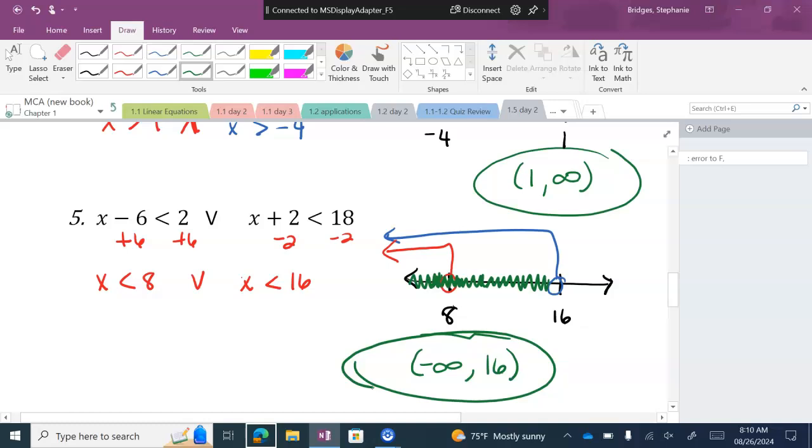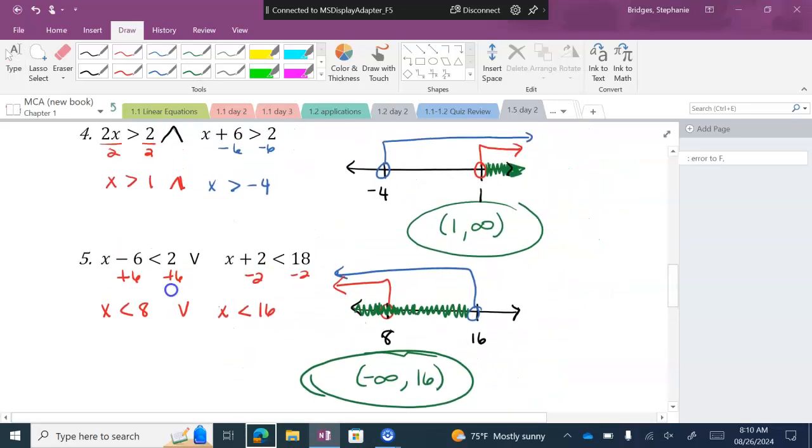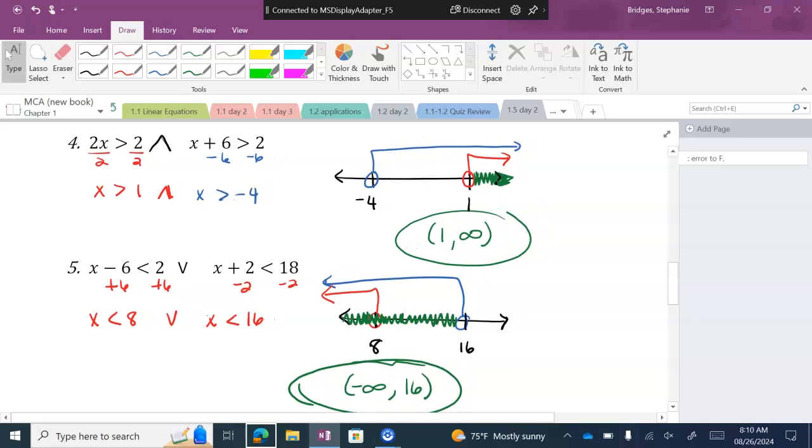So, or, if you look back, looks a little different than and in some of these special cases. In both of these questions, the arrows were going in the same direction, but where we shaded was different based off of the word. And means they both have to be true at the same time. Or means I only have to have one of them true. Does everybody understand the difference between? Okay.